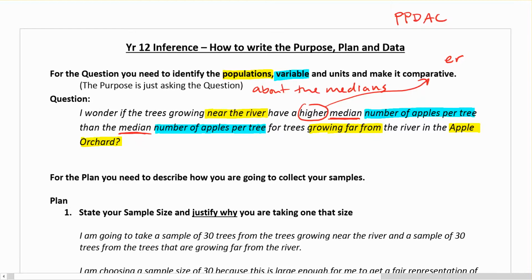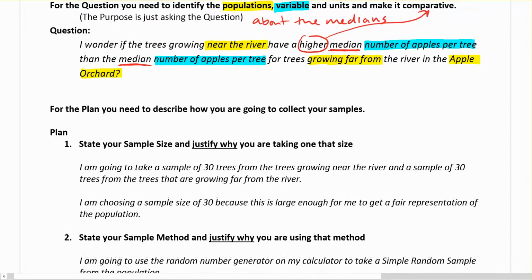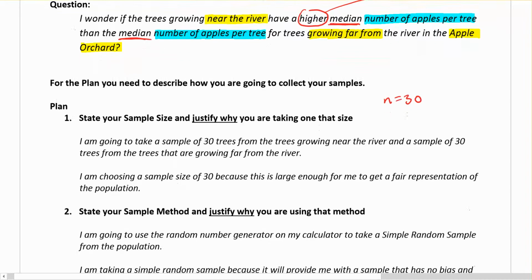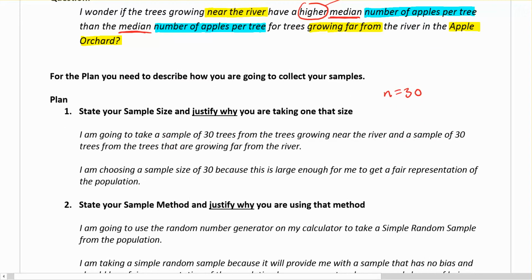Alright. Next thing would be the plan. And here we've got to describe how we're going to collect our samples, and there's two parts to it. So the first part is to state your sample size and then justify why you are taking one that size. So generally we're going to say our sample size is roughly 30, usually 30. So I would say I'm going to take a sample of 30 trees from trees growing near the river, and a sample of 30 trees from trees that are growing far from the river. So I'm taking a sample for each group of 30, not 30 total.